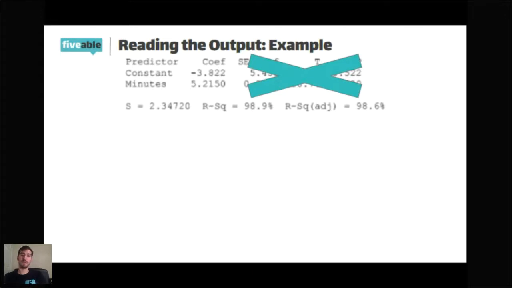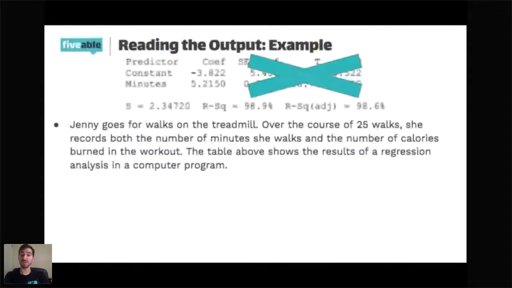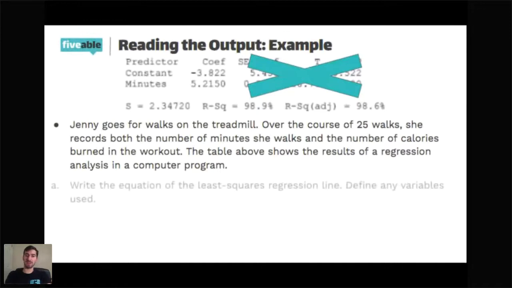5.215, okay. So here's the scenario. Jenny goes for walks on the treadmill. Over the course of 25 walks, she records both the number of minutes she walks and the number of calories burned in the workout. The table above shows the results of a regression analysis in a computer program. So we're going to do a few things here, but let's start with one thing that comes up quite often with computer outputs: can you write the equation of the regression line, defining any variables that you use?